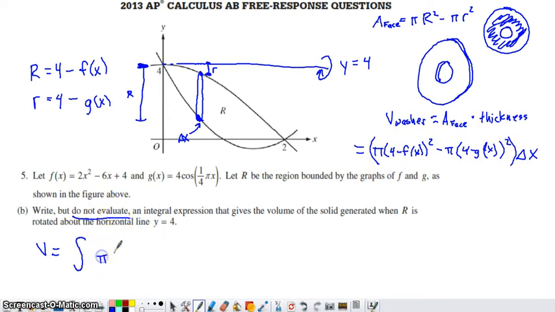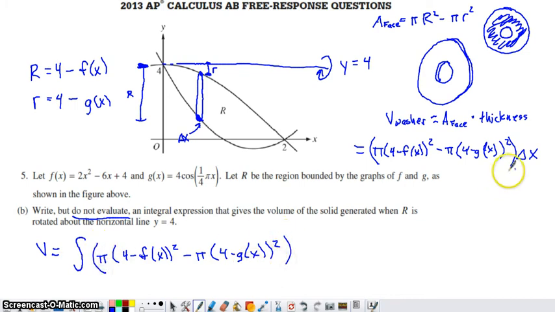So I'm looking at pi big R squared. That's 4 minus f of x squared minus pi little r, which is 4 minus g of x squared. This is the area of the face of the washer. Now the thickness as specified over here is delta x, but when we put that into an integral, that's going to become our dx, telling us what to integrate with respect to.